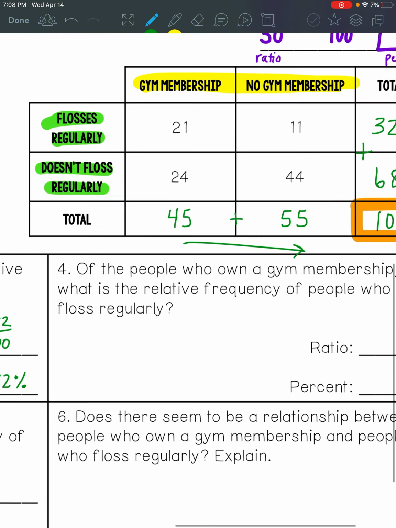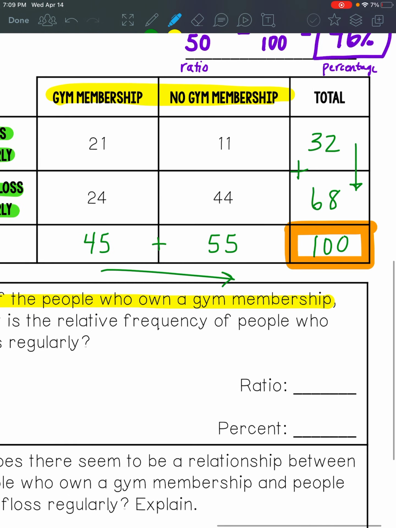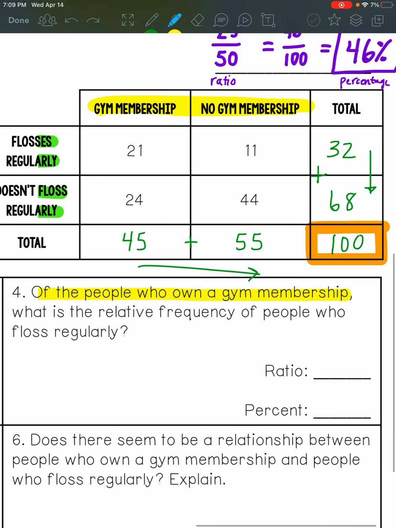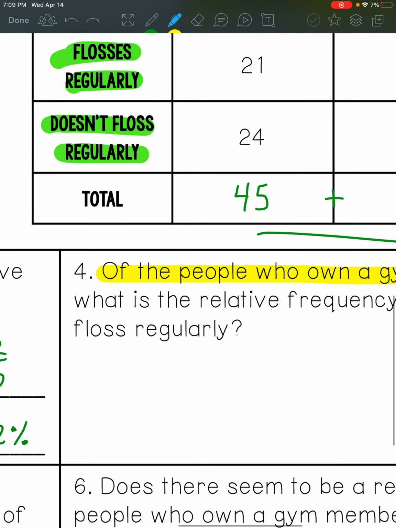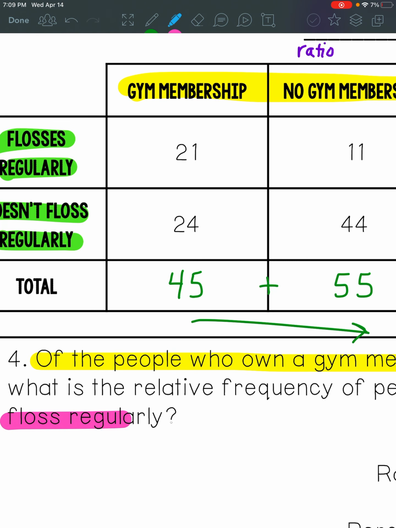Okay, next one, of the people who own a gym membership. So now we are just looking at the people who own the gym membership. So this total row here, we're looking at the total is going to be 45 in this scenario. Now, we were trying to figure out the relative frequency of people who floss regularly. I'm going to keep this in the same color here. So floss regularly, that column, was 21 out of 45.